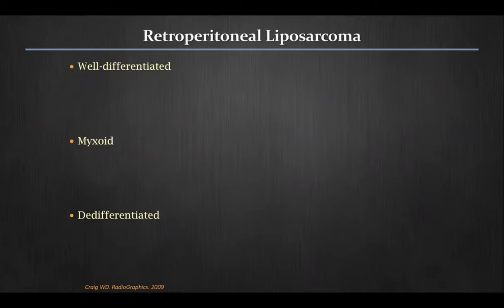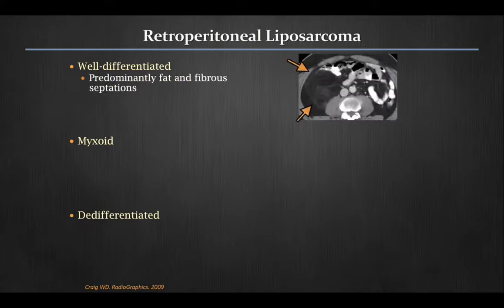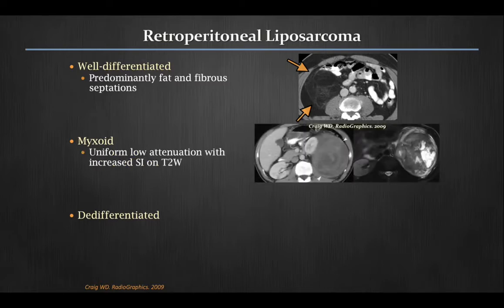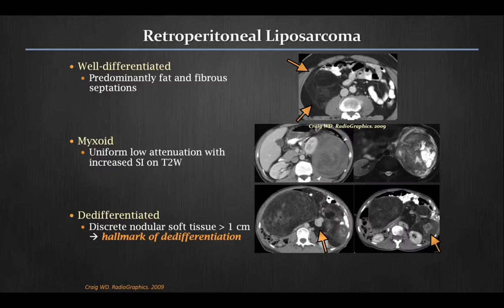I've alluded to these, but these are the three subtypes of retroperitoneal liposarcoma, the well-differentiated form, which is predominantly fat and fibrous soft tissue or fibrous septations. If you saw this in the soft tissues of the body wall or an extremity, you might suggest that this is a lipoma, but like I said, in the retroperitoneum, this is almost always or potentially always a well-differentiated liposarcoma. The myxoid subtype has low attenuation on CT with increased signal on T2-weighted images if you do an MR. And the dedifferentiated subtype is the one I showed you here, where you have discrete enhancing soft tissue, and that's the hallmark of dedifferentiation.